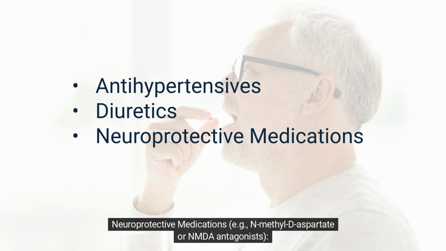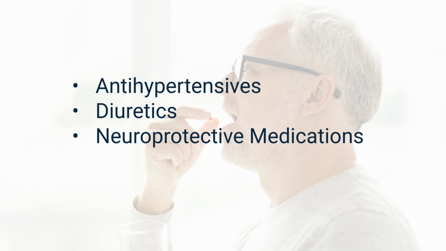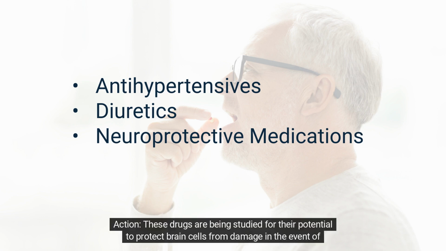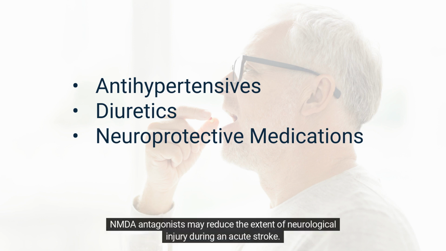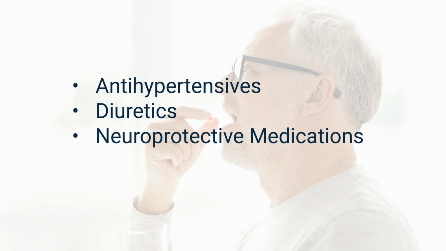Neuroprotective medications, e.g. N-methyl-D-aspartate or NMDA antagonists. Action: these drugs are being studied for their potential to protect brain cells from damage in the event of a stroke. NMDA antagonists may reduce the extent of neurological injury during an acute stroke.